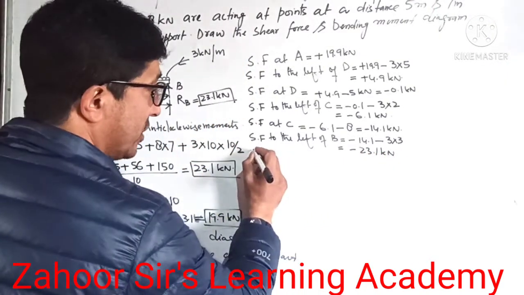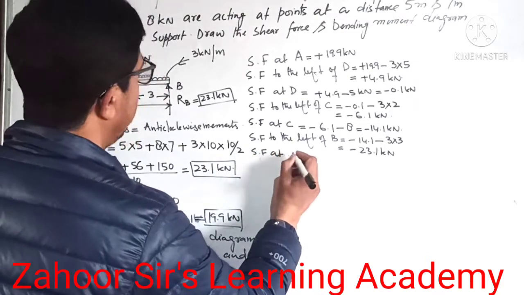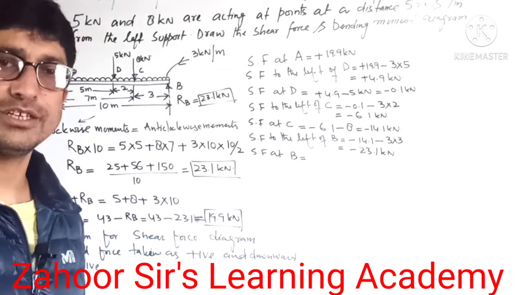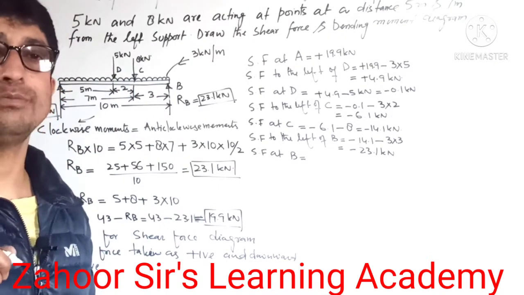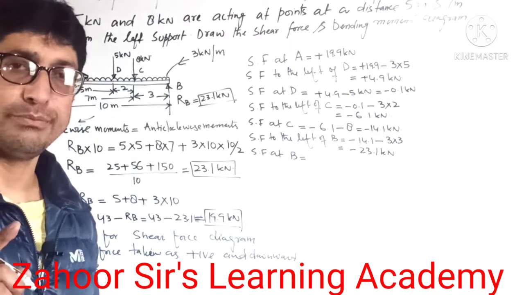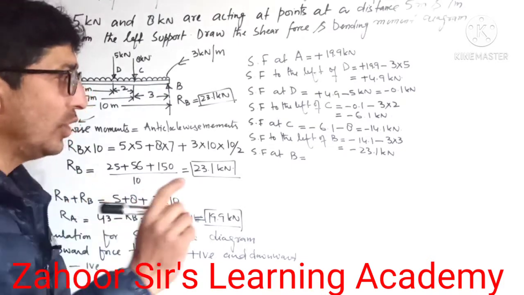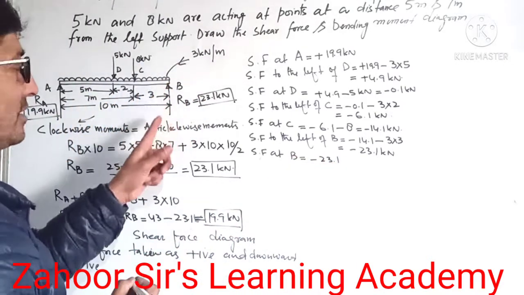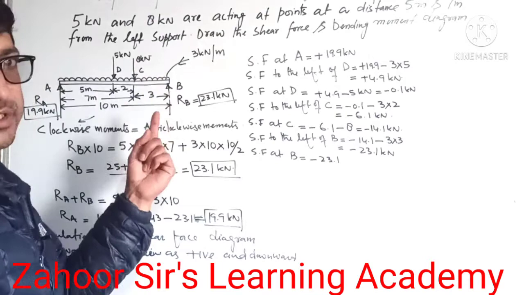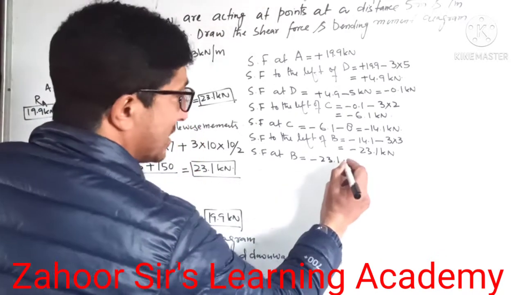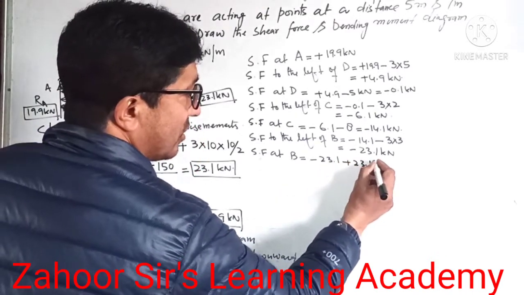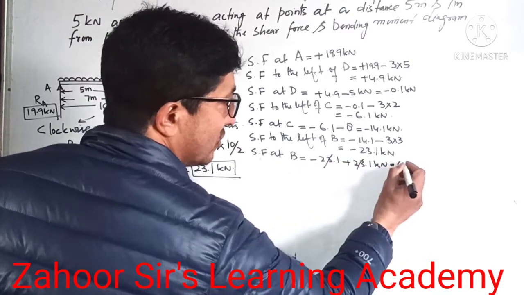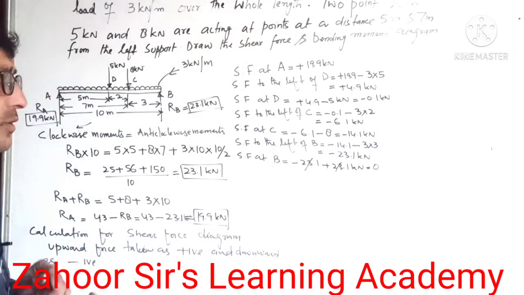And then the last thing, SF at B. What is SF at B? As I said to you in the previous case also, SF at the other end of a simply supported beam should always be 0. So it is minus 23.1, and this is acting upwards. All the upward forces are taken as positive. So this is plus 23.1 kilonewton. So what is the answer? This will get cancelled. The answer is 0.